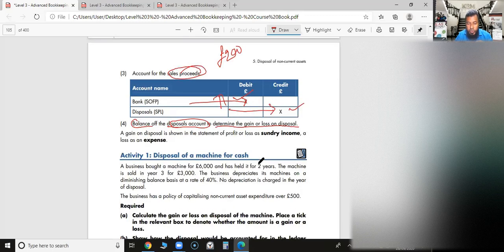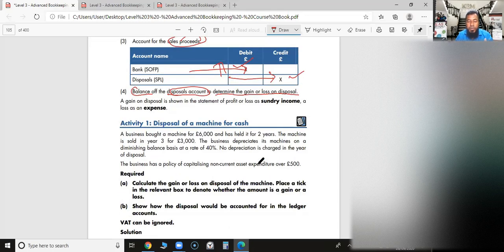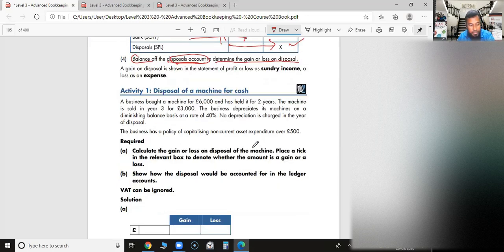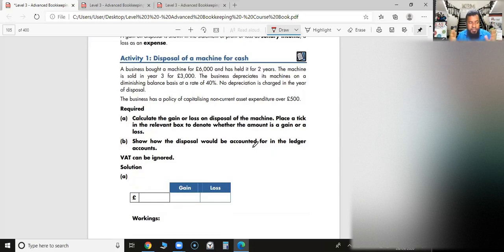Balance CDBD, you've got to do balancing, basically to find the balancing amount in the disposal account, how much is profit or loss. Instead of a CDBD, we call it a balancing account. Let's do it, it will make more sense. Activity number 1 with some facts and figures. It's going to make more sense to all of you.